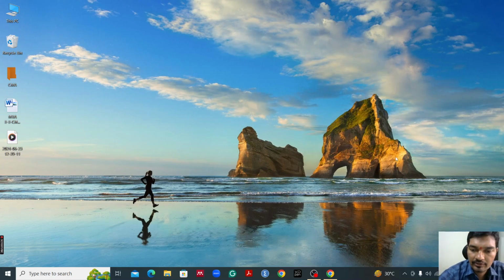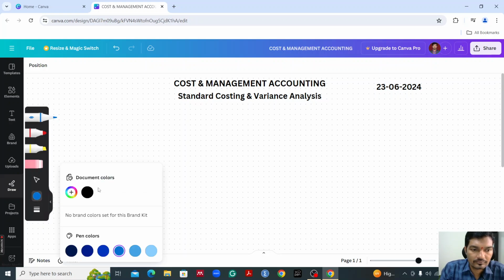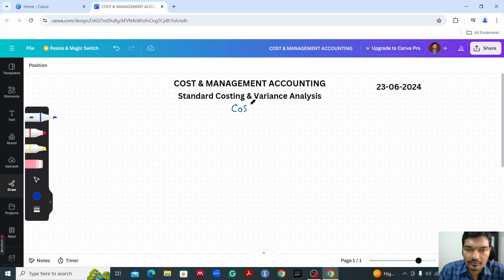So let us begin with the Cost and Management Accounting concepts. The standard costing and variance analysis is part of Unit 6. So in this we have three types of costing available. There are basically three types of cost available: direct cost, labor cost, and overhead cost.